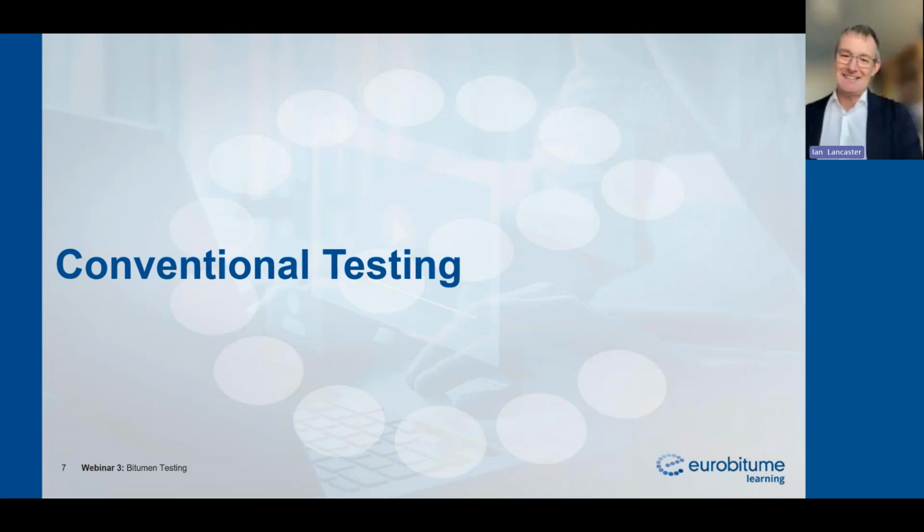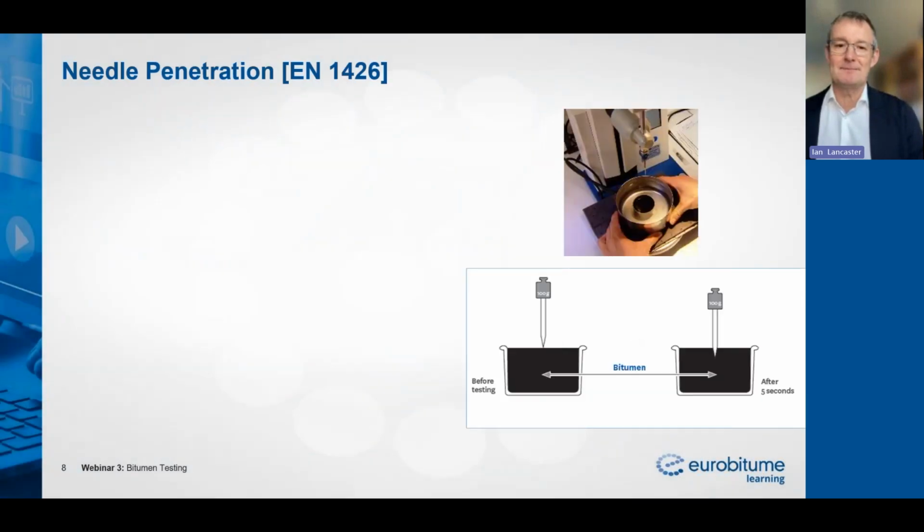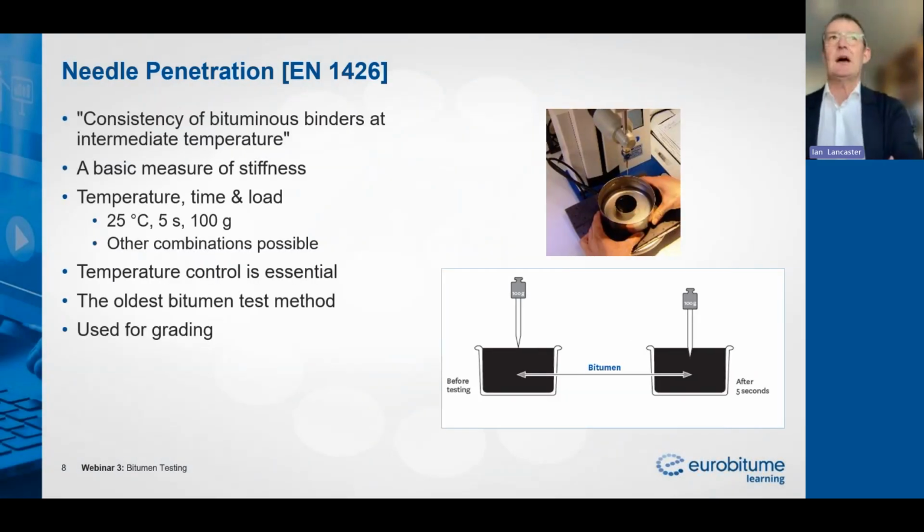Yeah. Okay, thanks. So let's look at conventional testing. We're going to start with needle penetration, covered by European Standard EN 1426. And when it comes to specifications, needle penetration describes what we call the consistency of a binder at intermediate temperature. We can reduce that down to it being a very basic measure of stiffness. It'll give a very loose indication of the stiffness of a binder at one discrete temperature.